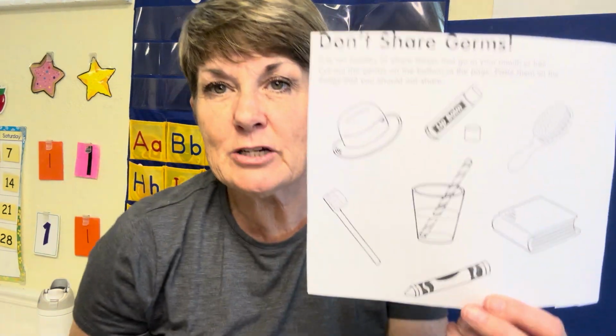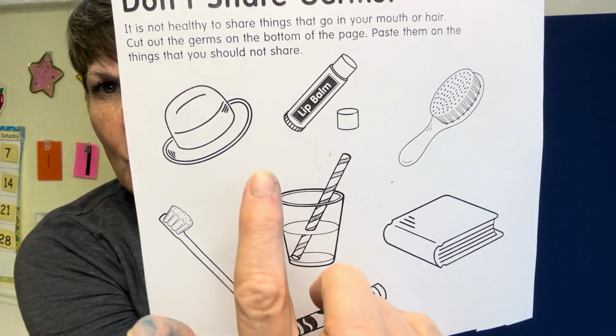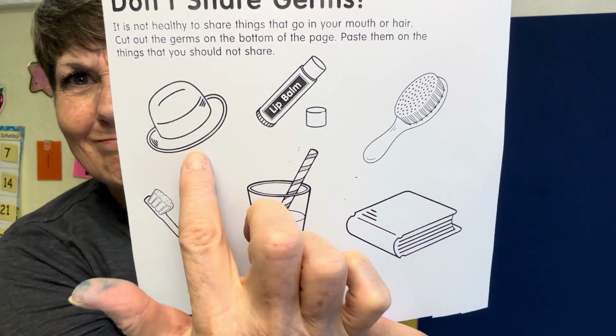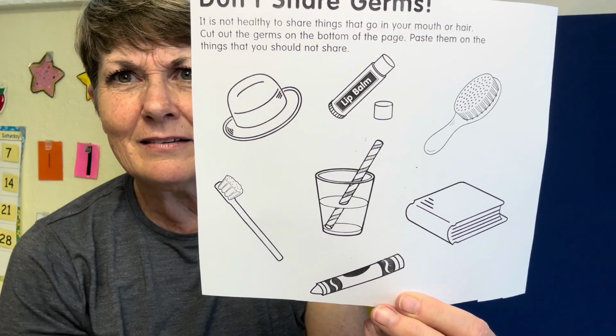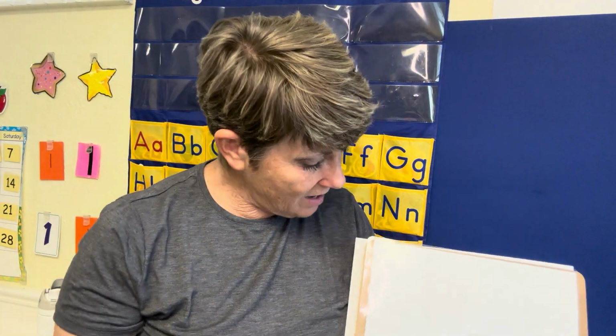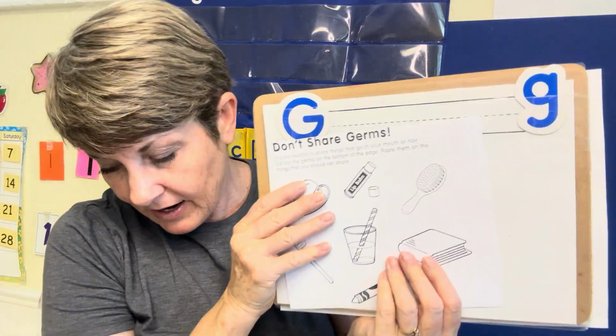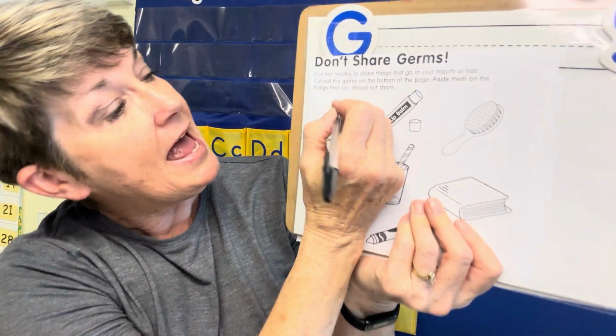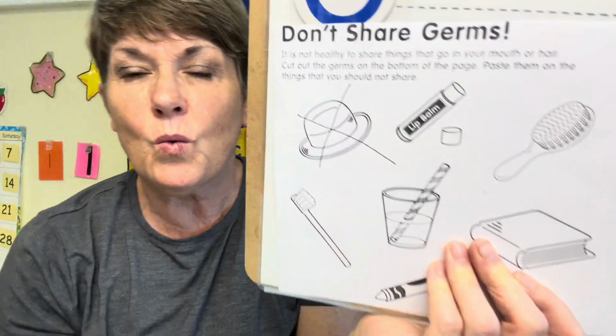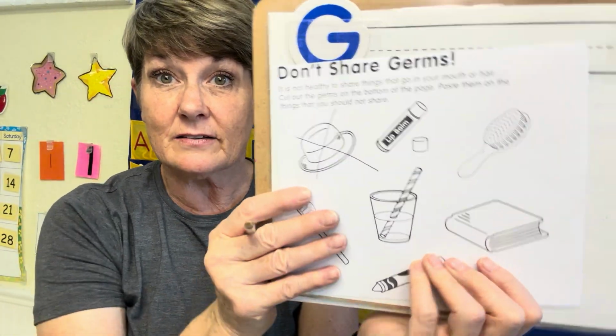So let's look at this picture and you can tell me, would we want to share a hat? Has that been on our head? We don't want to share a hat. So you know what I'm going to do? I'm going to take this hat right here and I'm going to put an X through that hat. We don't want to share hats.